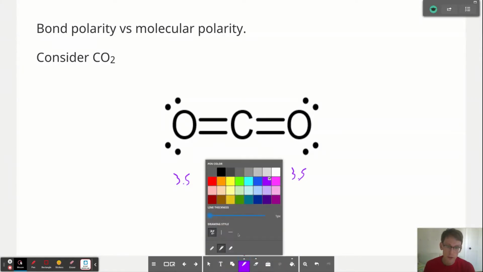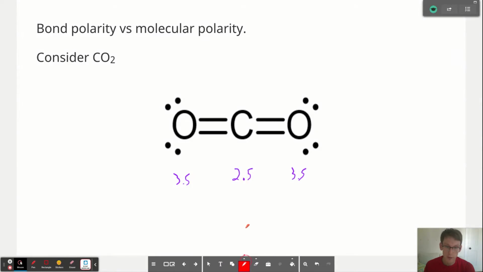So we would have to draw the bond dipole moments always with the arrow pointing towards the more electronegative atom, meaning the atom that is going to be partially negative. So we've got a dipole moment in one direction, and we've got a dipole moment in the other direction. And if you want to say, where's the negativity? We've got a partial negative here, a partial negative here, and a partial positive here.